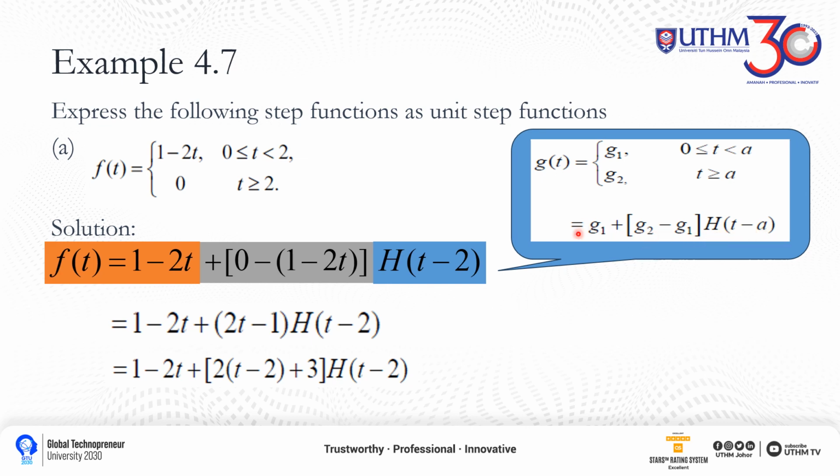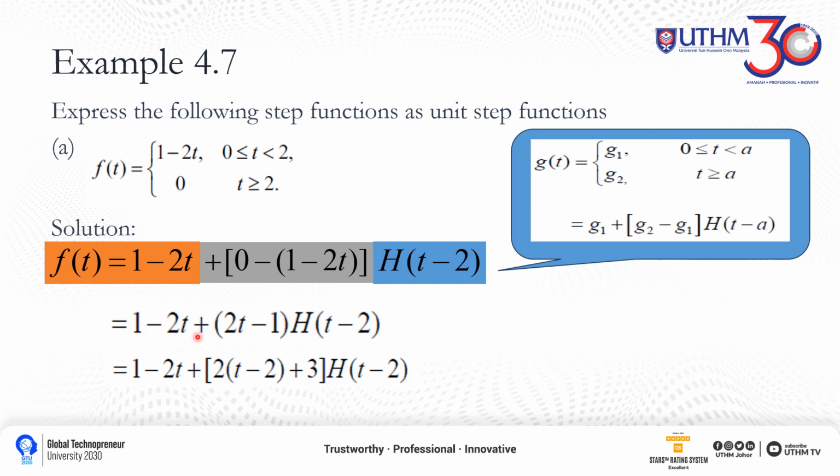So in this question, g1 refers to this one. So we have the 1 minus 2t, as shown highlighted in the orange color. Then plus g2 minus g1. So the g2 value is 0 minus 1 minus 2t, which is highlighted in the gray color, and multiply with u(t minus a). The a in this case is 2, so u(t minus 2). And then we simplify it.